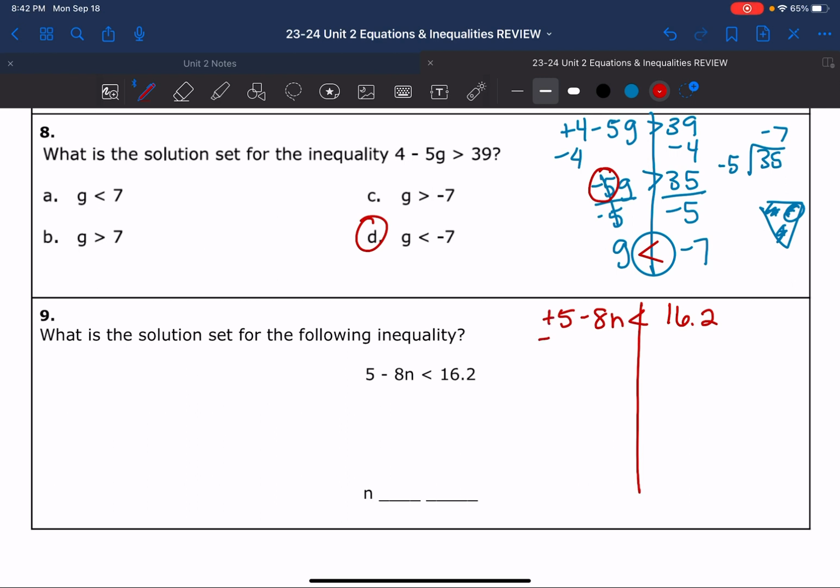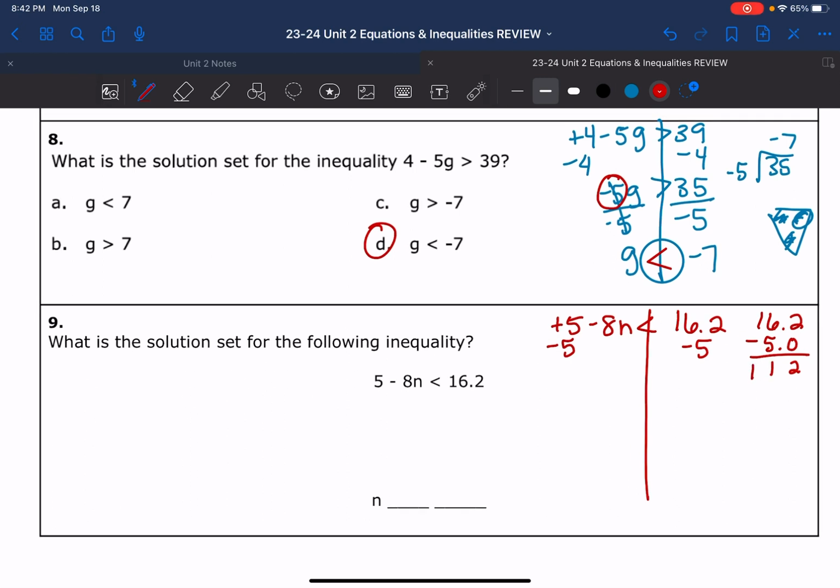We have a positive 5, so we are going to subtract 5. Now remember, you have to line up your decimals, so you're going to have to do minus 5.0. 2 minus 0 would be 2, 6 minus 5 would be 1, and then you just bring down the other one. So my answer is 11.2, and it is going to stay positive. All right, now here, negative 8n is less than 11.2.